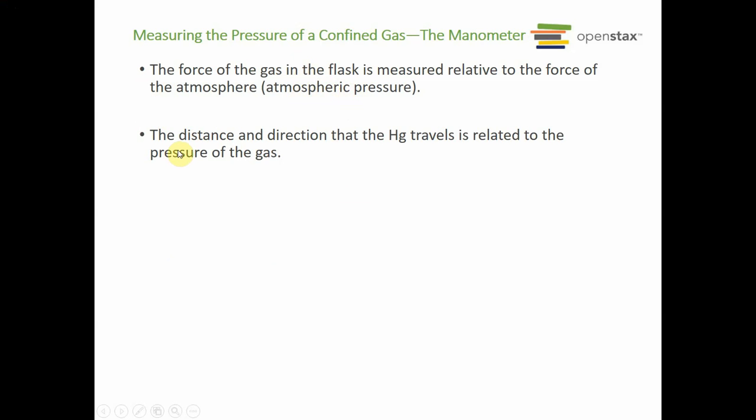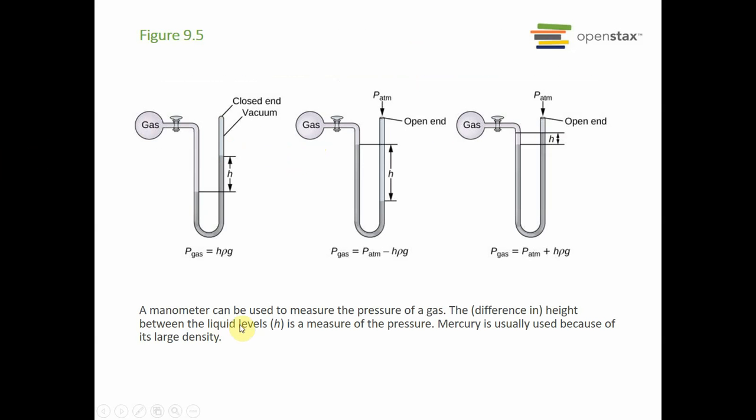flask at all. The distance that the mercury travels is related to the pressure of the gas. Okay, it's just saying that the higher the pressure on the bowl of mercury, the higher the mercury column is. Okay, a manometer can be used to measure the pressure of a gas.